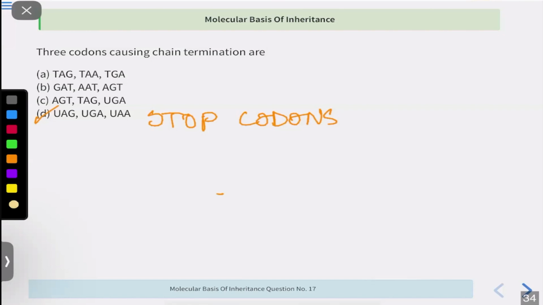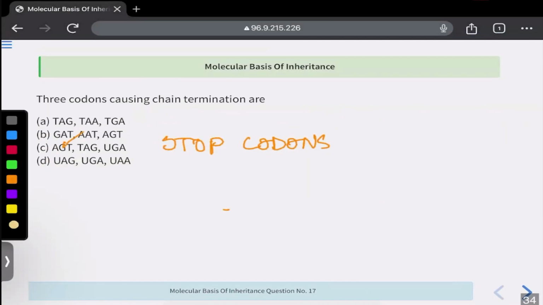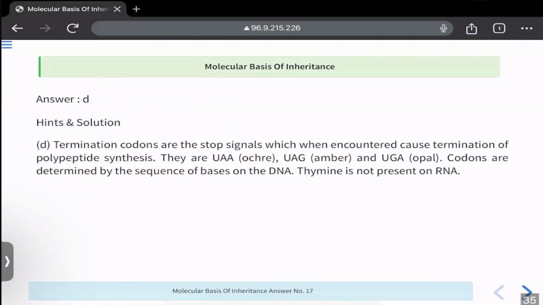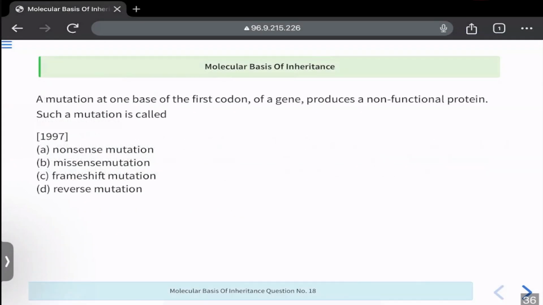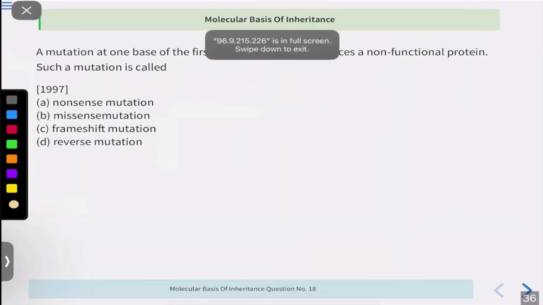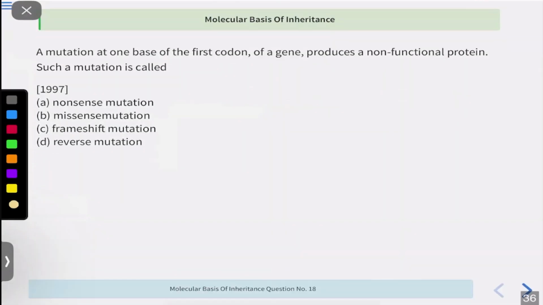The next question asks us, a mutation at a base of the first codon of a gene produces non-functional protein. Such a mutation is called. Now, there are different kinds of mutation. Now, they produce non-functional, functional, or semi-functional proteins.